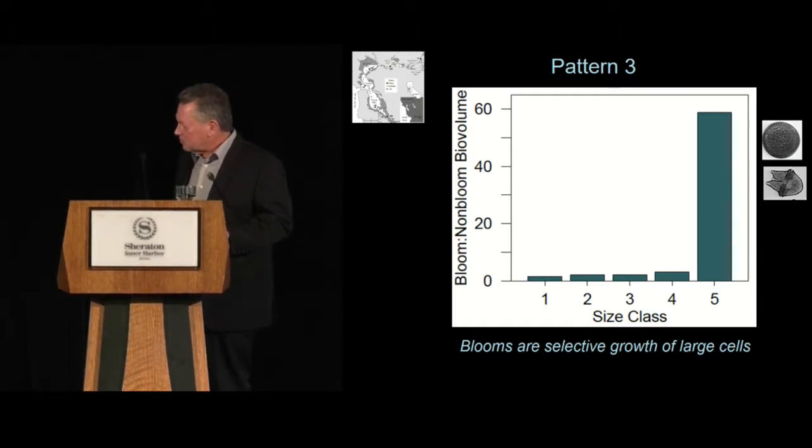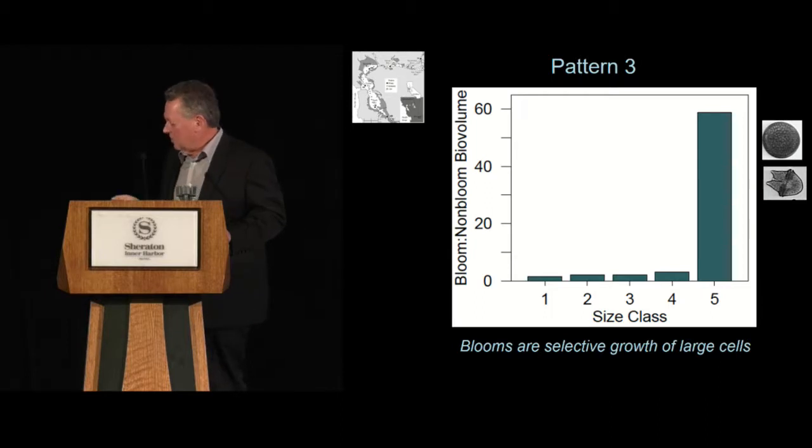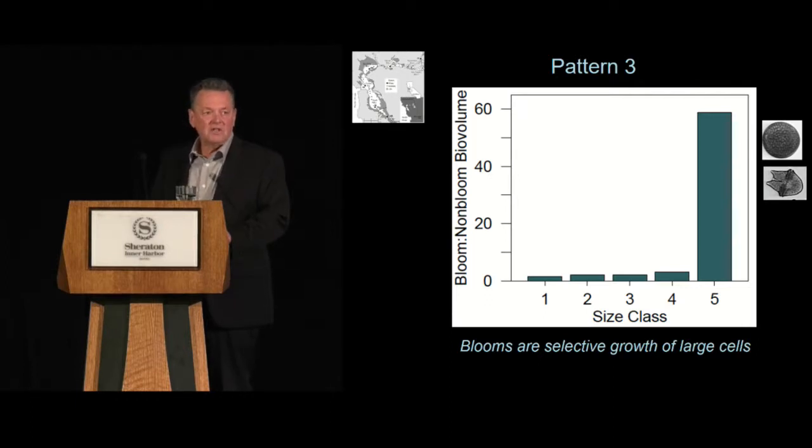And you can see that for the largest size class, their biovolume was amplified by a factor of 60, so a 60-fold increase in the biovolume of large cells during blooms compared to non-blooms. But for the other 4 smaller size classes, their biovolume didn't change much during blooms. So blooms are selective growth of large cells in this estuary. And those large cells are primarily diatoms, large diatoms, and secondarily dinoflagellates.